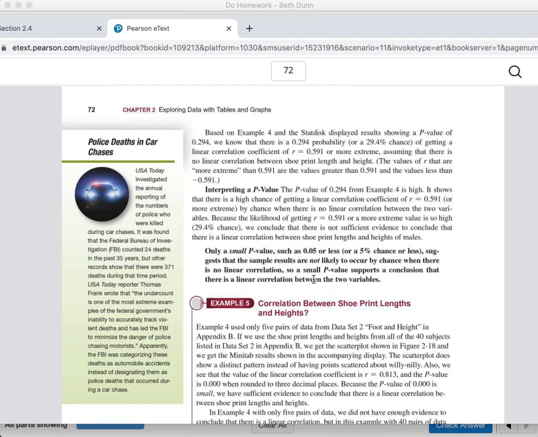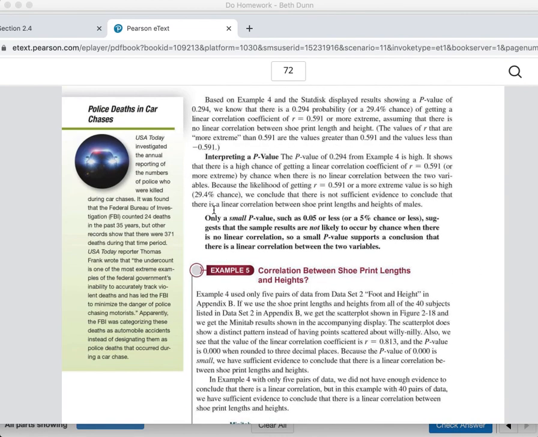The next page of the text, written here in bold, helps you and really is what you should have been looking at to answer the question from your homework assignment. Only a small p-value, such as 0.05 or less, or a 5% chance or less, suggests that the sample results are not likely to occur by chance when there is no linear correlation. So you're looking at your linear correlation coefficient R, and you see you got 0.99. So this is saying, well, this is the chance that that was a mistake. So it's got to be pretty darn small for you to conclude that. So anyway, I hope that helps.